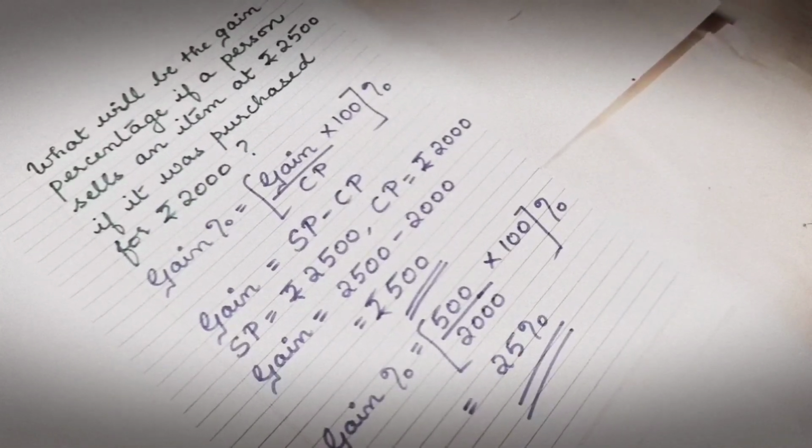Hence, we can see that a person obtains a gain percentage of 25% if he sells an item at rupees 2500 which was purchased for rupees 2000.